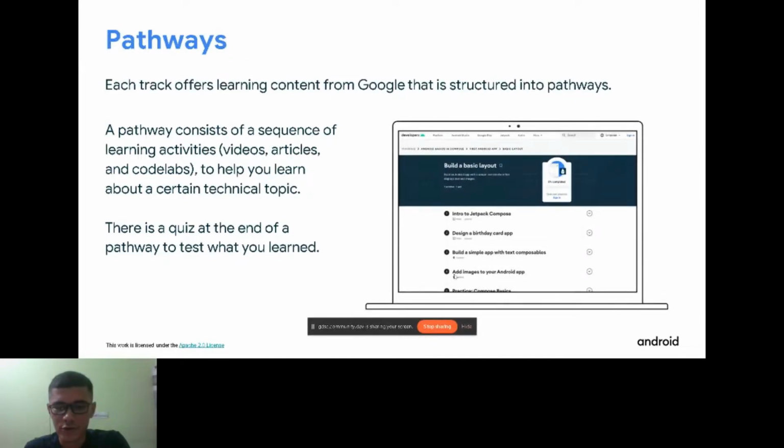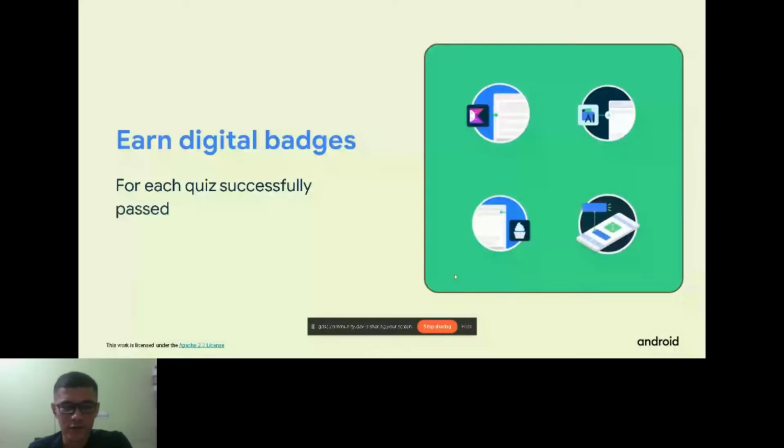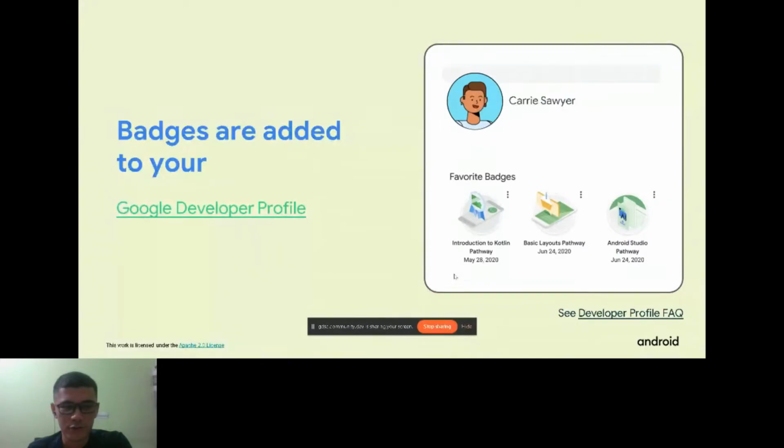At the end of each module pathway, there would be a quiz in which you can test the things you have learned. Then there would be additional resources, practice problems, and open-ended projects that you can add to your profile also. If you have a GitHub account, then you can post it there also. After each pathway, you will be earning digital badges, which will be shown on your Google Developer Profile screen.